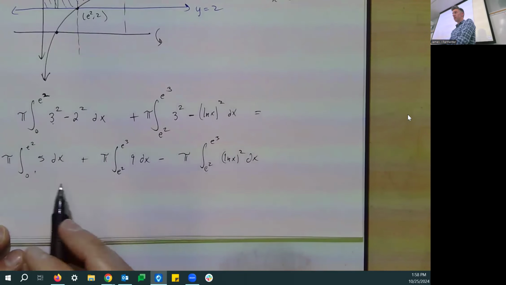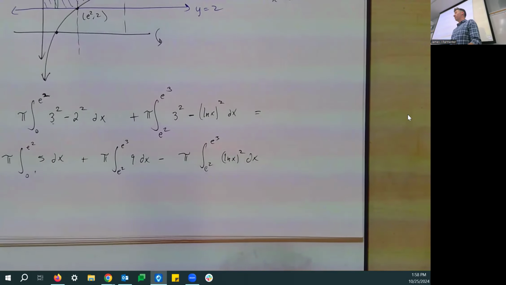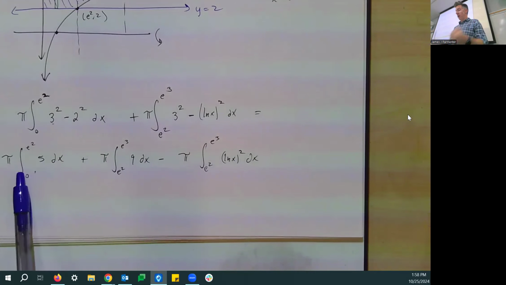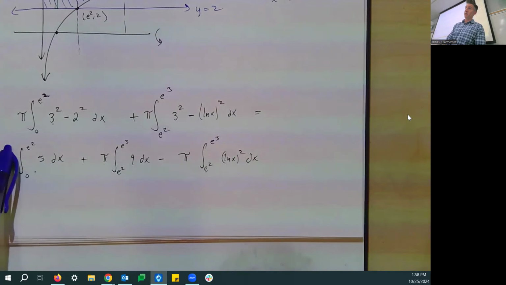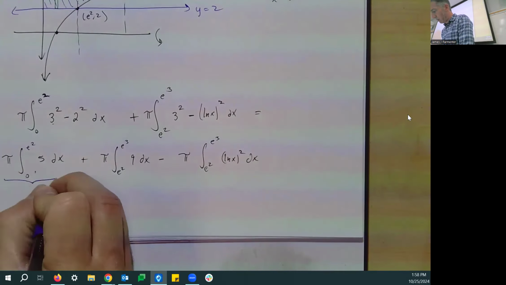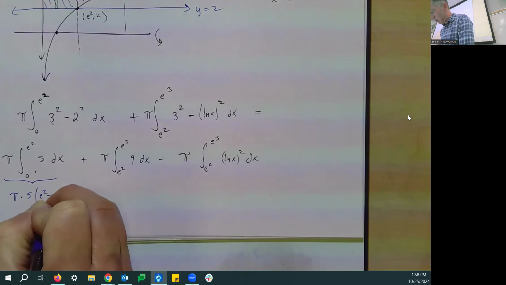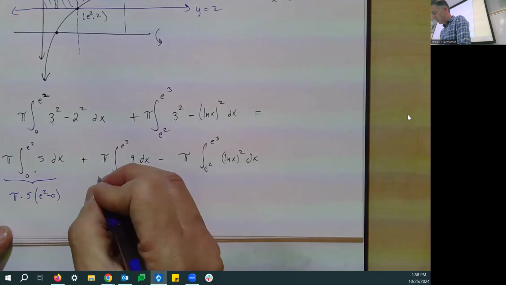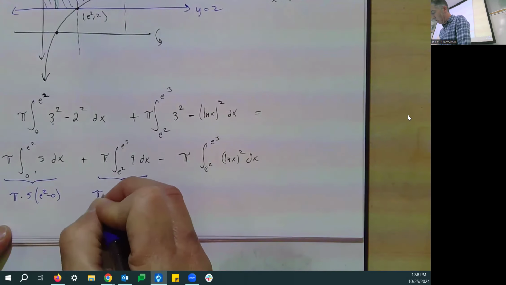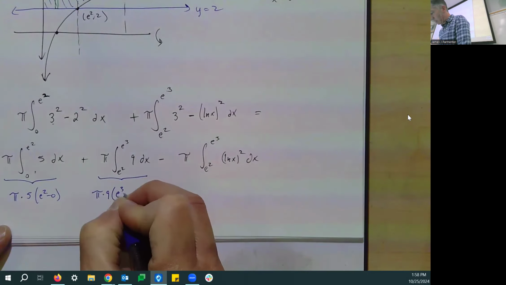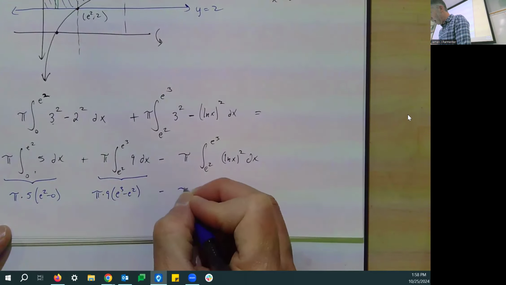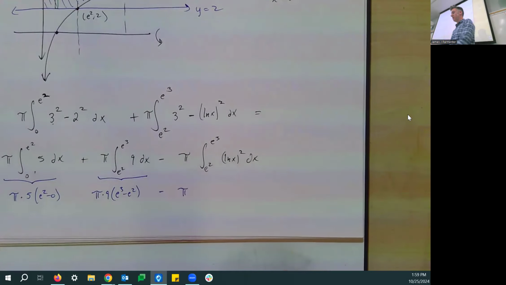These two things are easy, right? And so I will just point out, I don't think I've said this before, when you have an integral of a constant, and it's a definite integral, you just get that constant times the length of your interval, right? You would integrate this, you get 5x, and you plug in e squared minus 0. So this part here is going to be pi times 5 times e squared minus 0. I know you don't need to write minus 0. This part here, same deal. It's going to be pi times 9 times e cubed minus e squared minus pi times whatever this trash is.